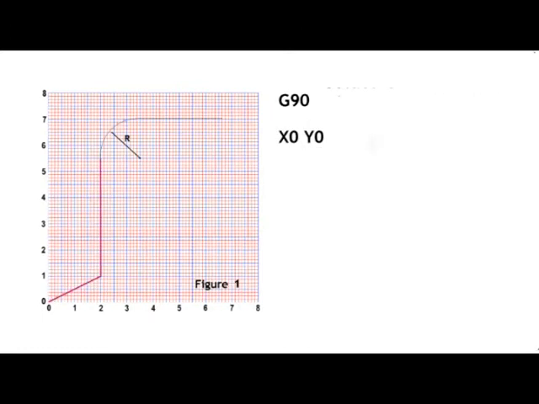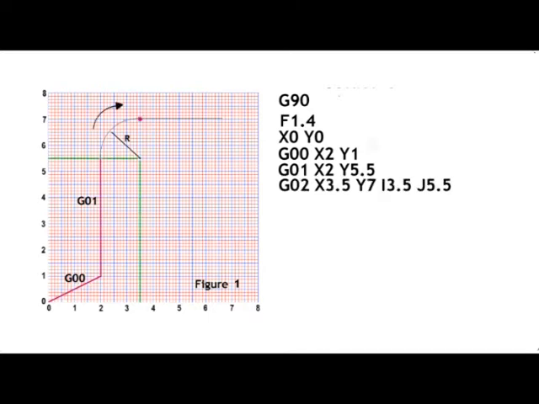Back to example 1. Our cut was from X2, Y1 to the start of the arc at X2, Y5.5. Since the arc is in the clockwise direction and ends at X3.5, Y7, we need to write the block for the endpoint of the arc as G02, X3.5, Y7.0, I3.5, J5.5.